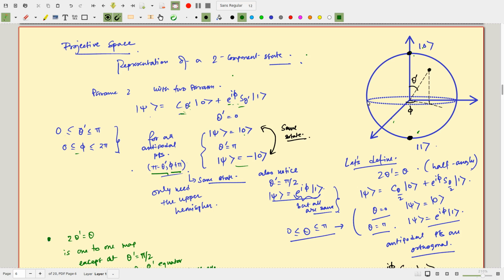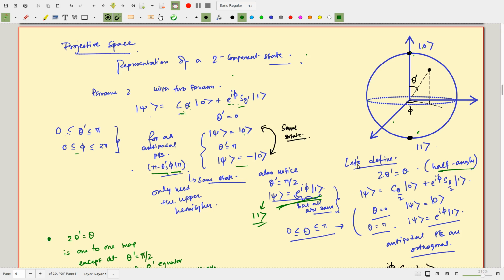We also notice that this entire equator, which is basically e to the power i phi times 1, represents just one point, which is the state 1. So there is a huge degeneracy, a huge redundancy in the description. One can try to smoothen this out by defining a new angle theta, where 2 theta prime equals theta. That is the half angle.